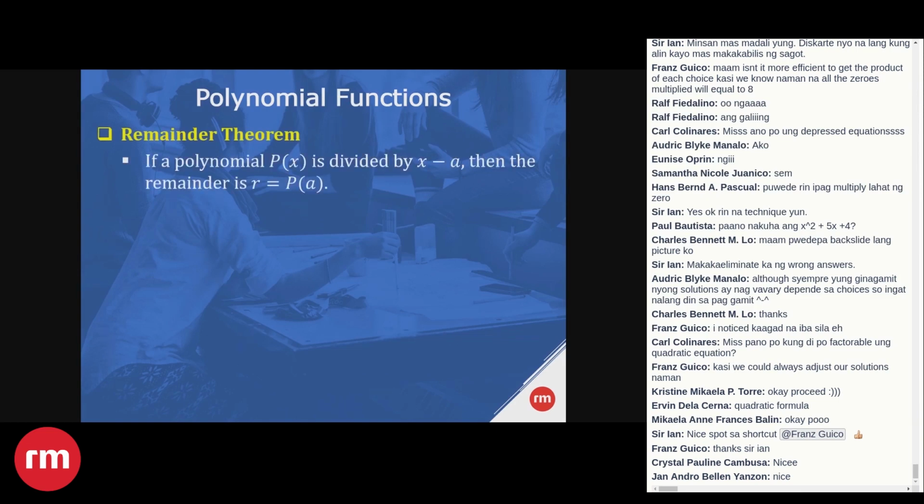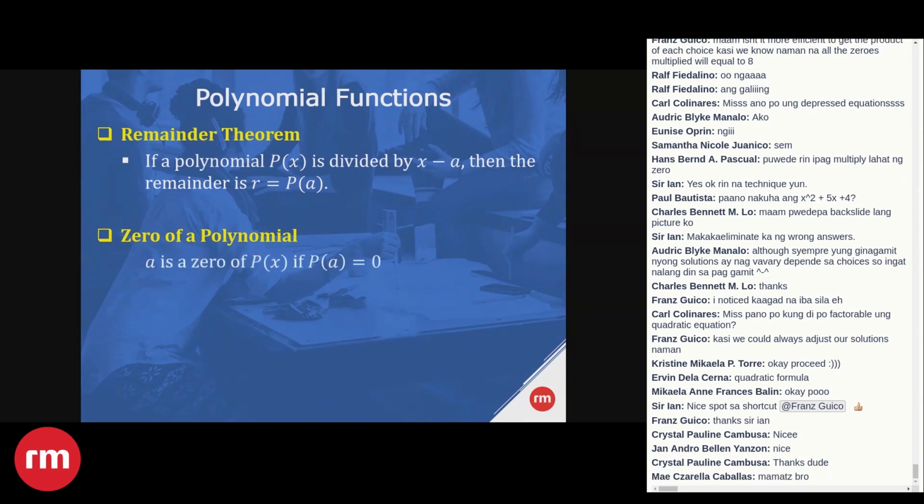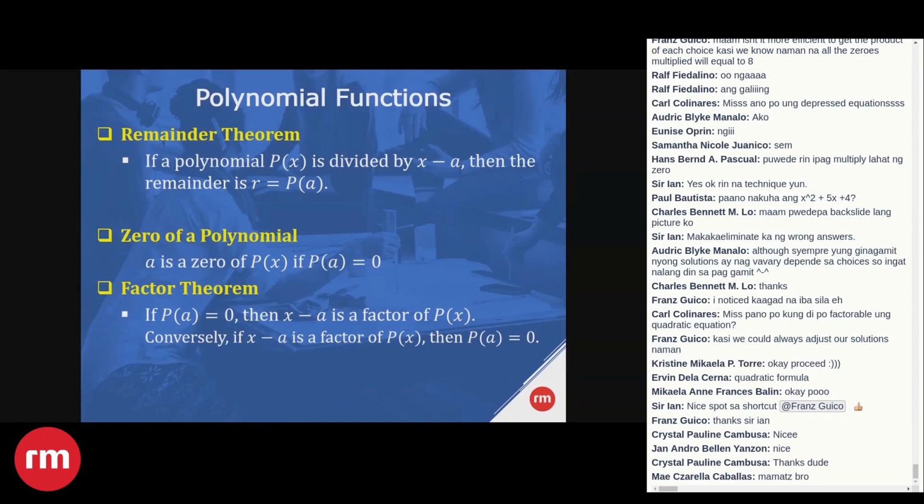So dito natin, so this one, so just recall remainder theorem. So you don't have to do long division or synthetic division if you want to get the remainder of a polynomial being divided by x minus a. If you want to get the remainder, you simply substitute a to the polynomial. And you define 0 of a polynomial if the remainder is 0, or if p of a is 0 using the remainder theorem. And for the factor theorem, gagamitin natin to in the next item. So we say that if a is a 0 of the polynomial, then x minus a is a factor of the polynomial. So for example, if 2 is a 0, then x minus 2 is a factor of the polynomial. Okay? So ganun lang yung idea ng factor theorem.